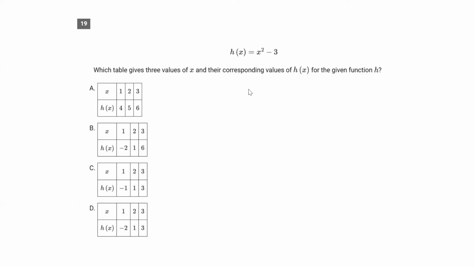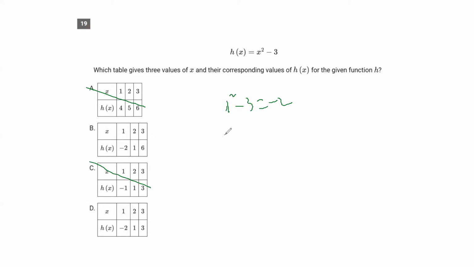1 squared minus 3 equals negative 2. So it's not this because that's a positive 4. And it's not C because that's a negative 1. So it could be B or D.